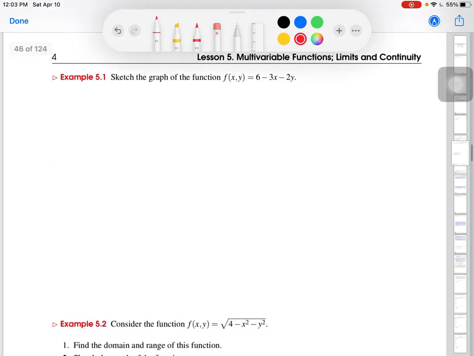Okay, so let's talk about two examples. And I'm going to try very hard in these examples to review and use all the different ways that we've learned in this lesson to graph functions. So sketch the graph of this function.